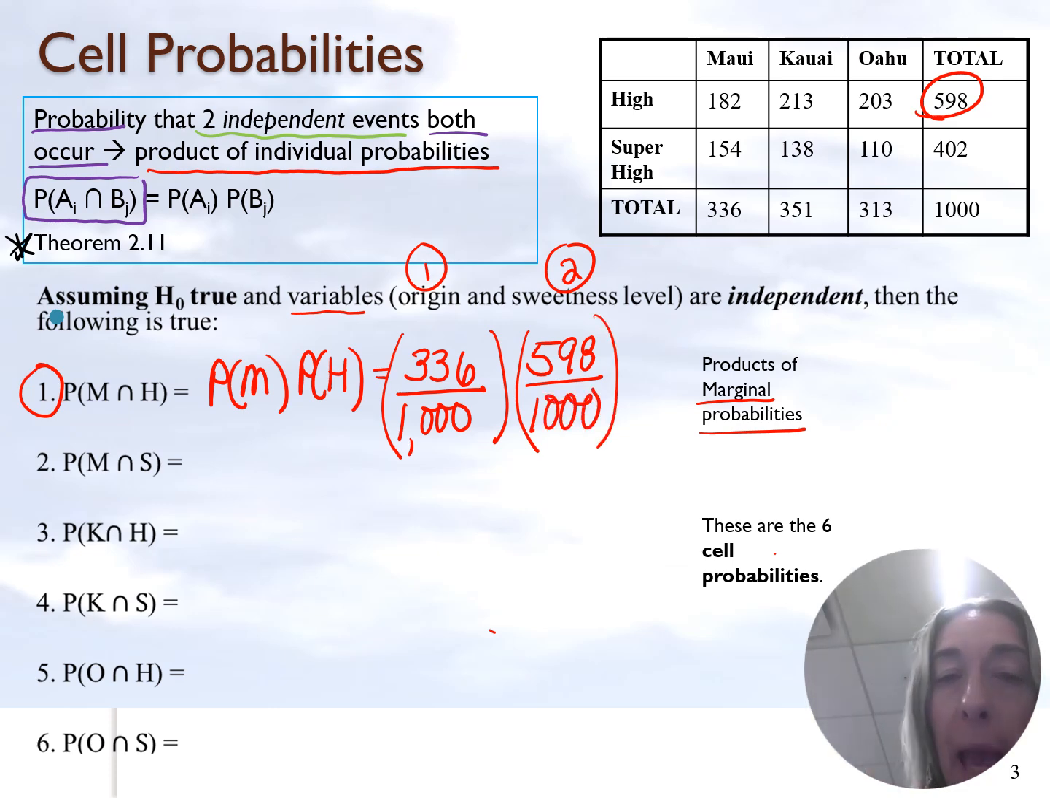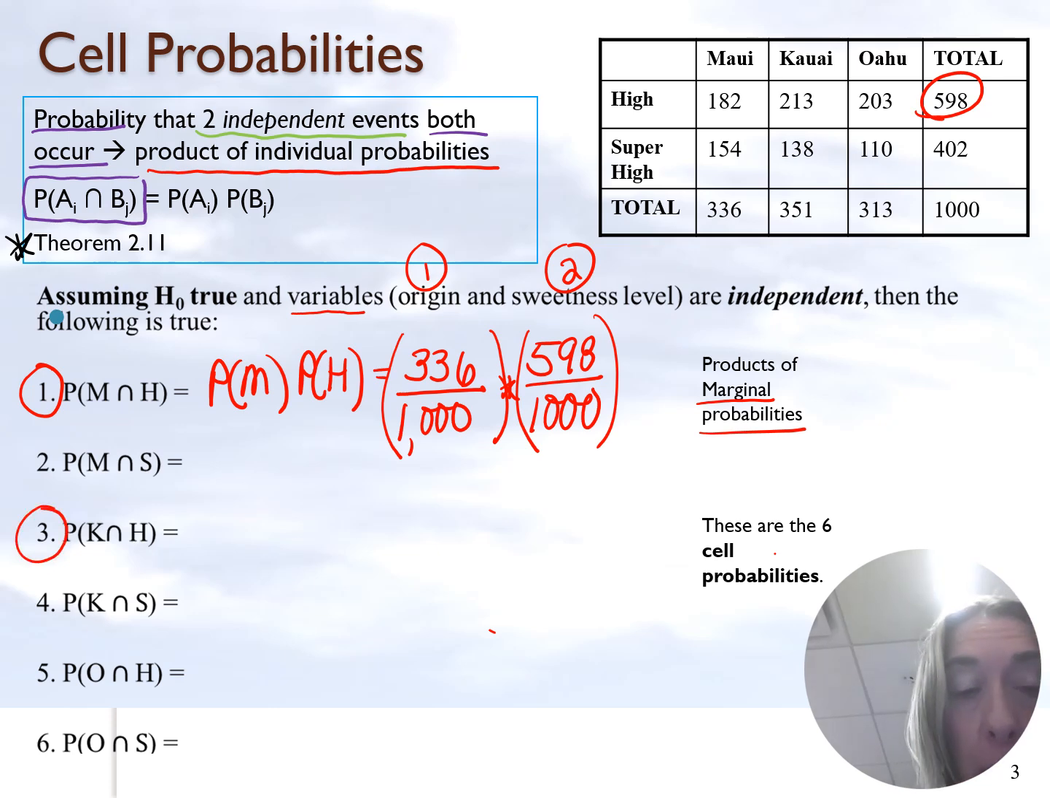So recapping then, the probability that a pineapple is from Maui and has a high sweetness rating is equal to 336 over 1,000 times 598 over 1,000. So we are actually multiplying here two marginal probabilities.